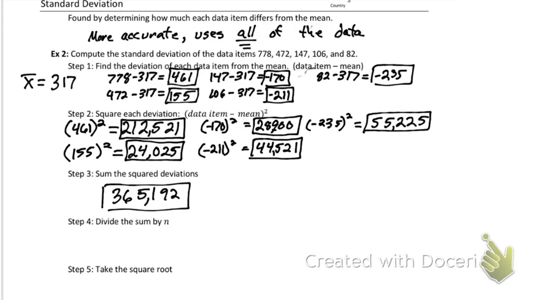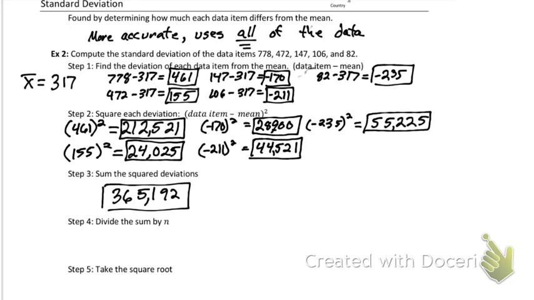365,192. You need to be quick on your calculator because the longer you take to do these things, the less time you have to think and work on other problems. So get used to using your calculator quickly. All right, so now I'm sitting there with 365,192. That's what I came up with for our distance from the mean. I squared them and added them together.